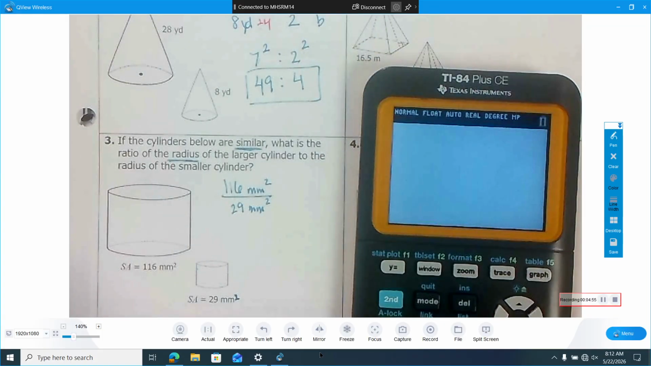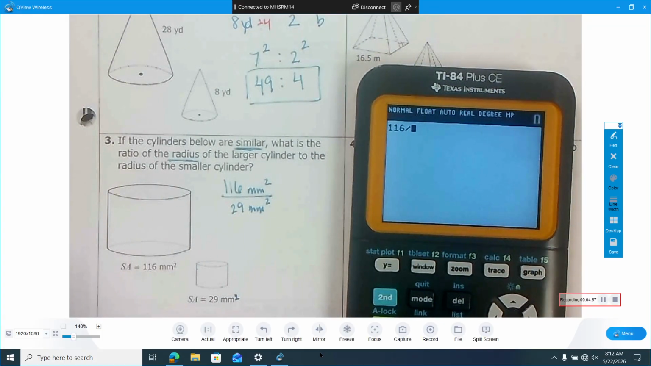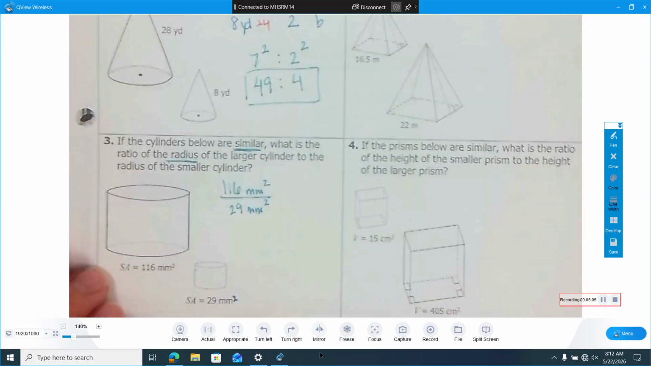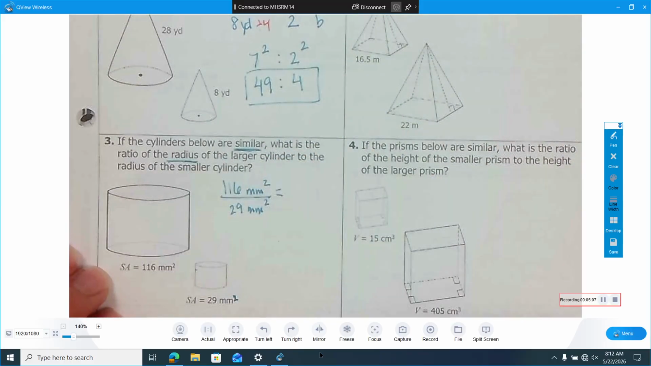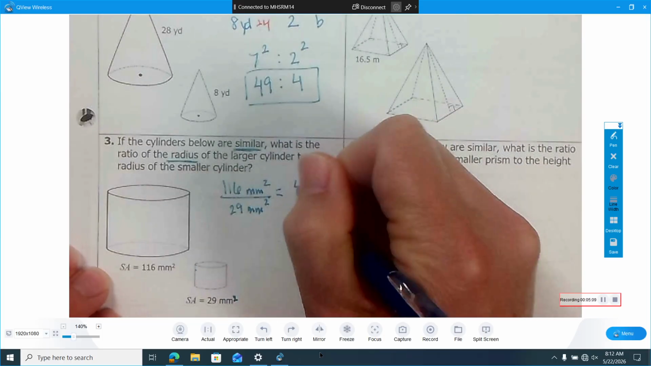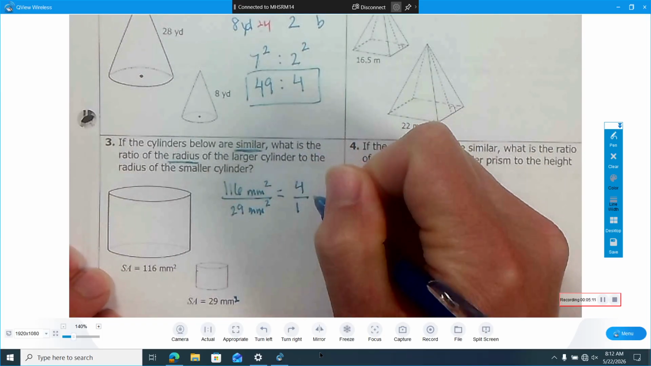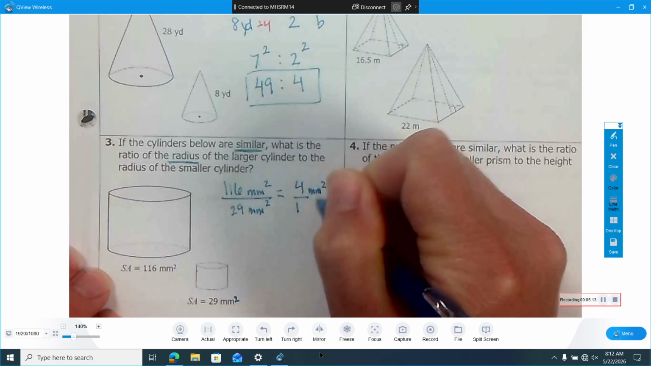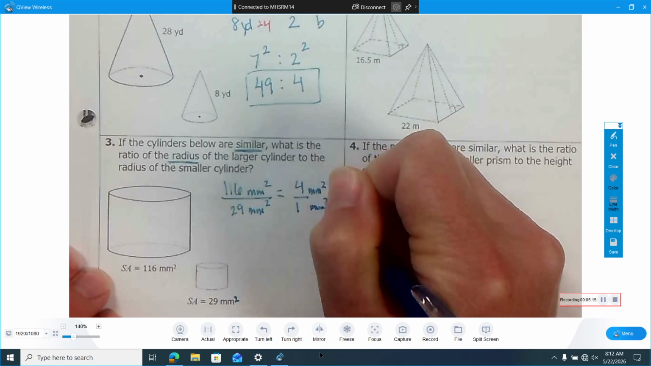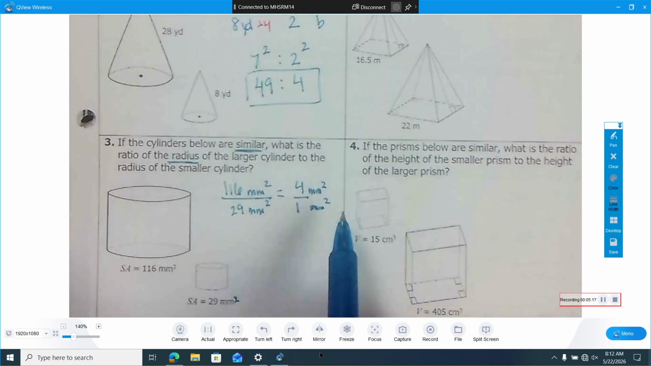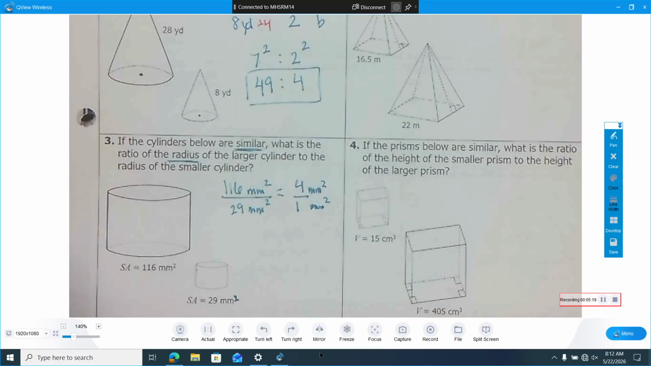That's not one I'm familiar with, so I'm going to jump to my calculator. 116 over 29. Oh, look at that. Who knew? It's just 4. Well, all right. So what does that reduce to then? 4/1. Very good. So this is 4/1 millimeters squared to 1 millimeter squared. Okay. So what information is the 4 and the 1? Is it just A to B?